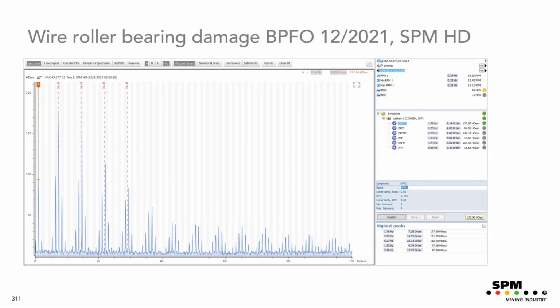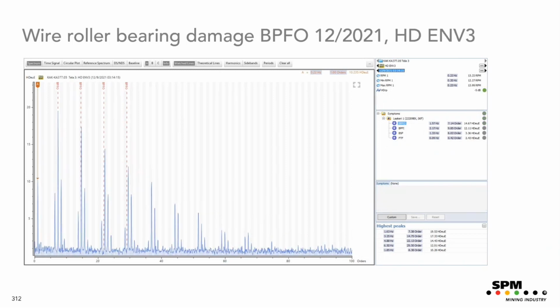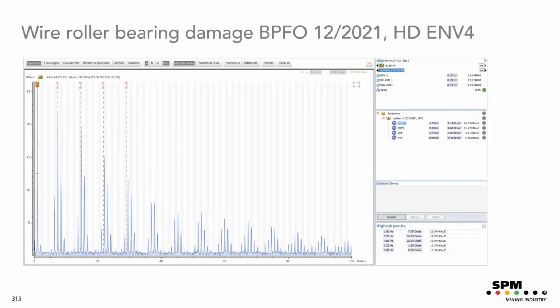We have another example here, same story, very crisp and clear results from SBM HD. Basically the same kind of results from HD enveloping filter 3. HD enveloping filter 4, same thing, very crisp and clear results.